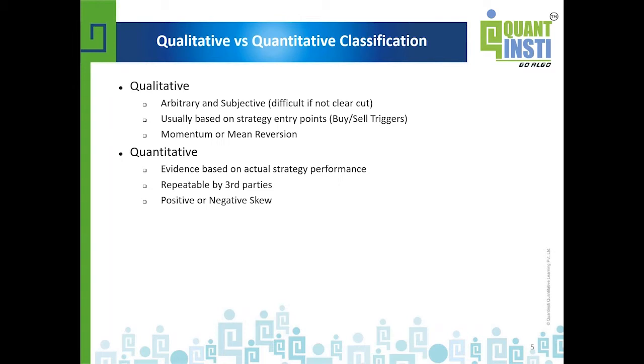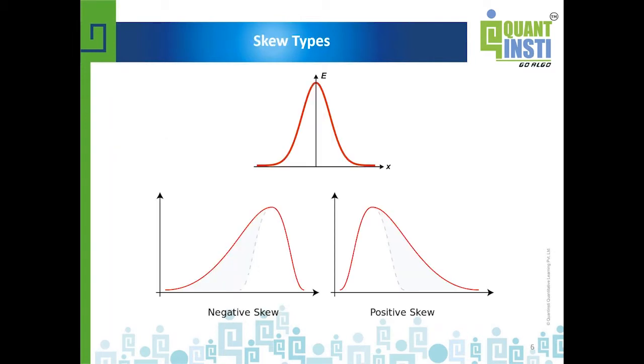A quantitative method is evidence-based and is based on either the backtest or the actual strategy's performance, rather than a subjective judgment on how the strategy would interact with the market. It's important, and I really believe in repeatable research and measures. This is repeatable by third parties, because if I do this classification and you do this classification, we will both end up with the same type. That way the strategies will be classified exactly the same by anybody at any time. And so the two types that we will be looking at are positive or negative skew.